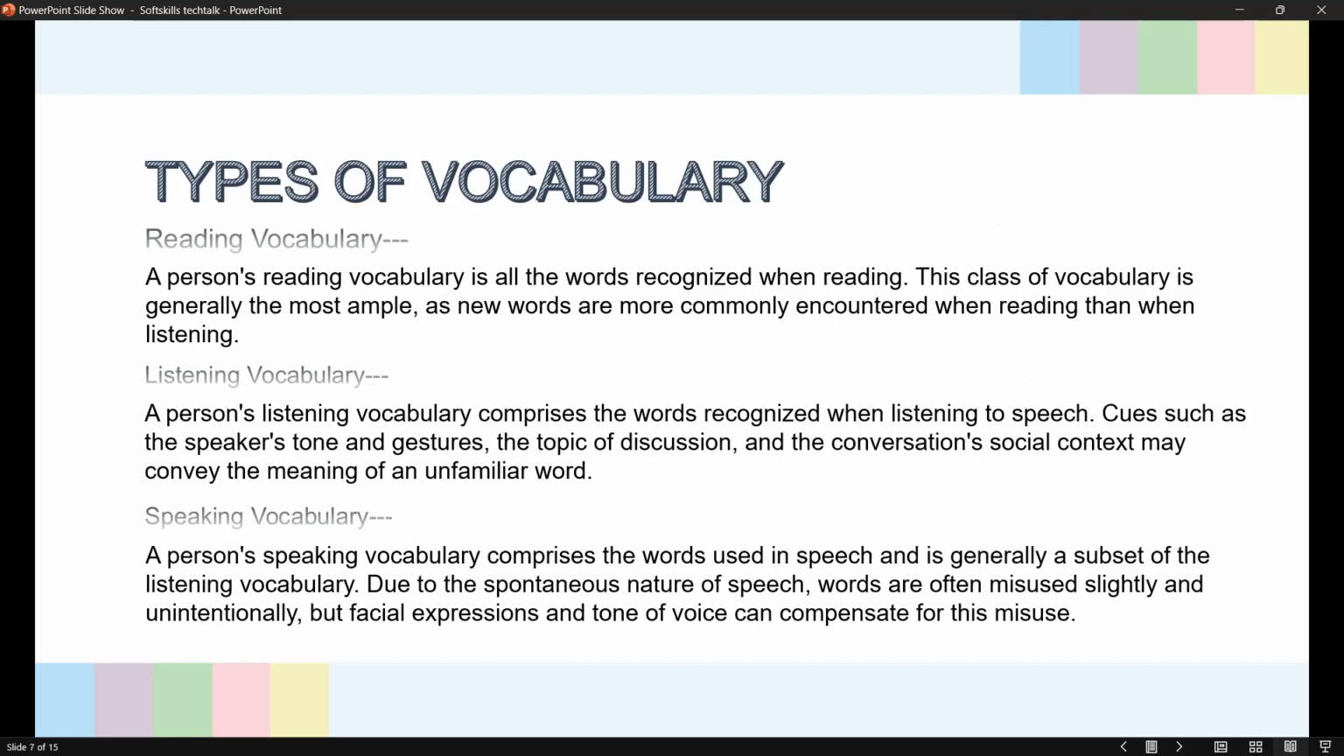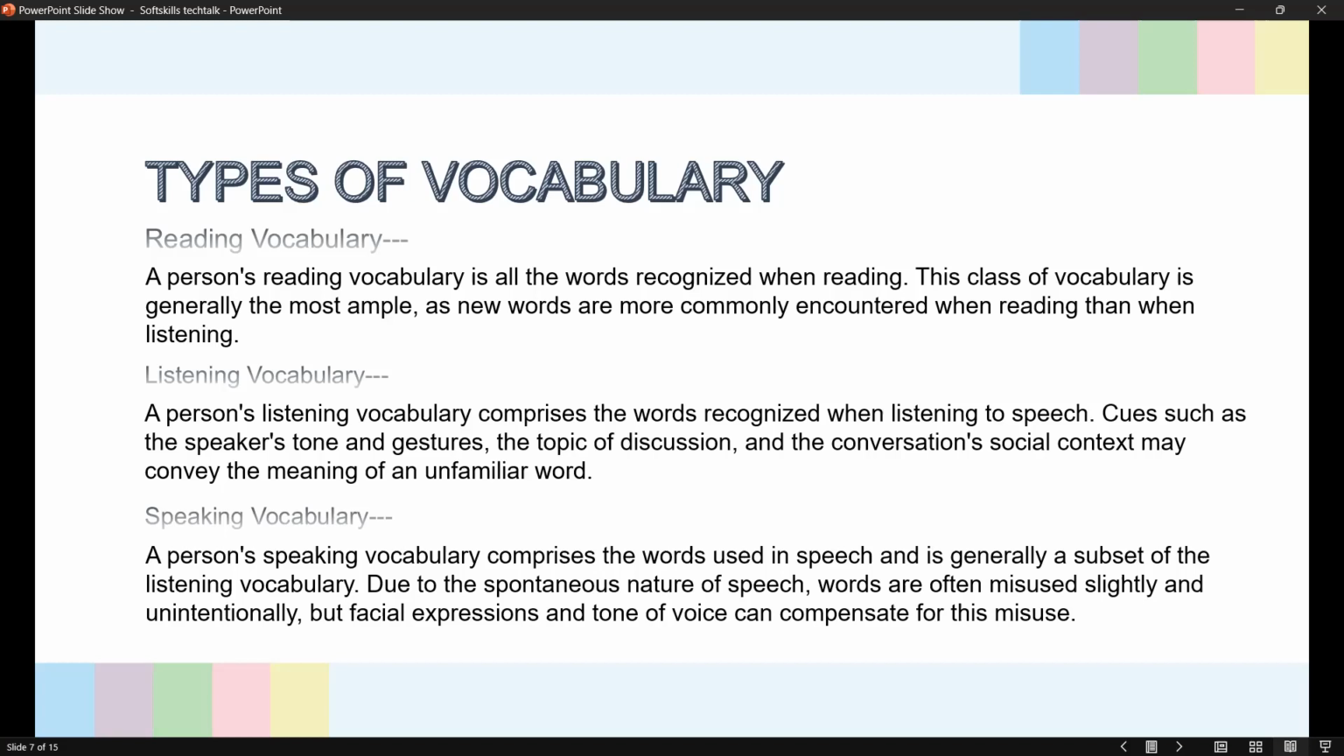Types of vocabulary. Reading vocabulary. A person's reading vocabulary is all the words recognized when reading. This class of vocabulary is generally the most ample, as new words are more commonly encountered when reading than when listening. Listening vocabulary. A person's listening vocabulary comprises the words recognized when listening to speech. Cues such as the speaker's tone and gestures, the topic of discussion, and the conversation's social context may convey the meaning of an unfamiliar word.